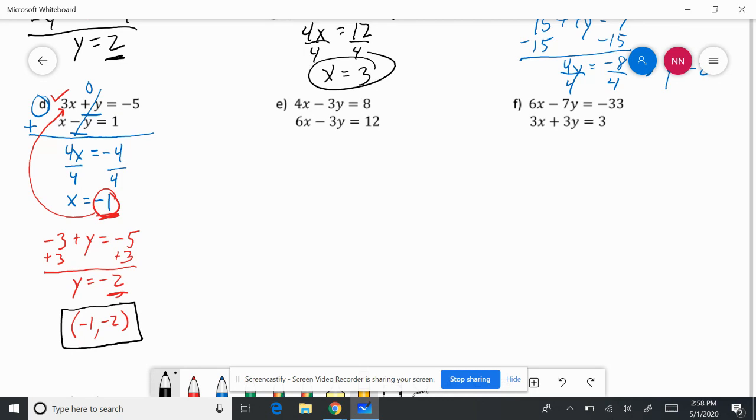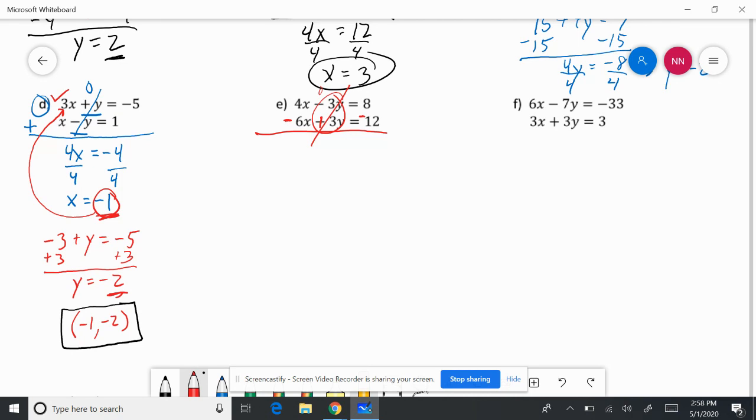Now, looking at letter E, notice I don't have opposites. I have terms that are exactly the same. So if you remember before, what I'm going to do is I'm going to subtract. When I subtract, I change all the signs. So now I have opposites. Remember, opposites add up to 0.